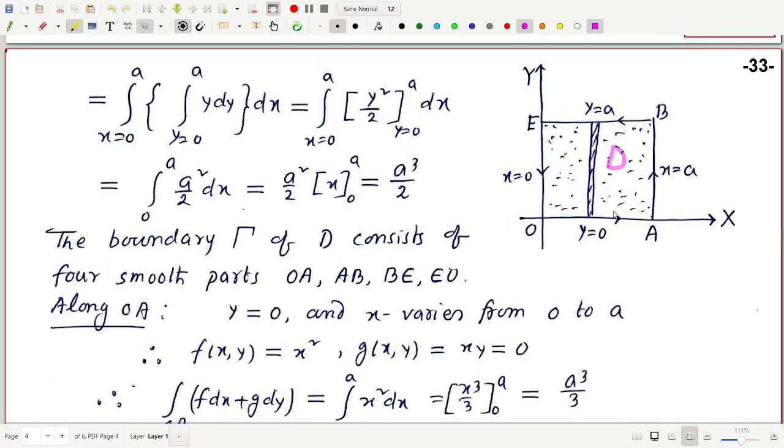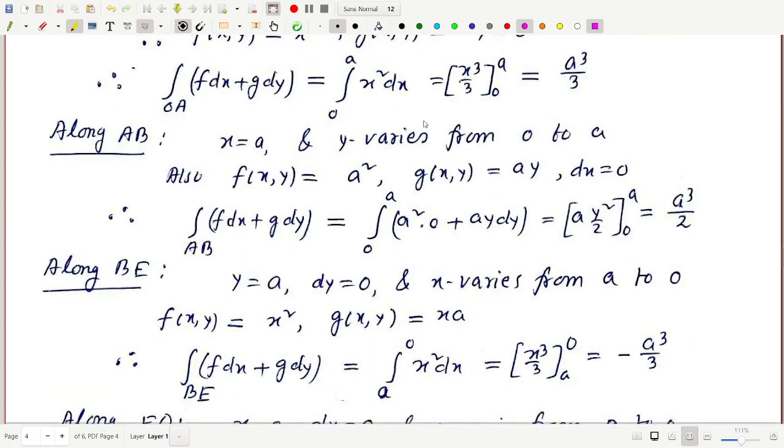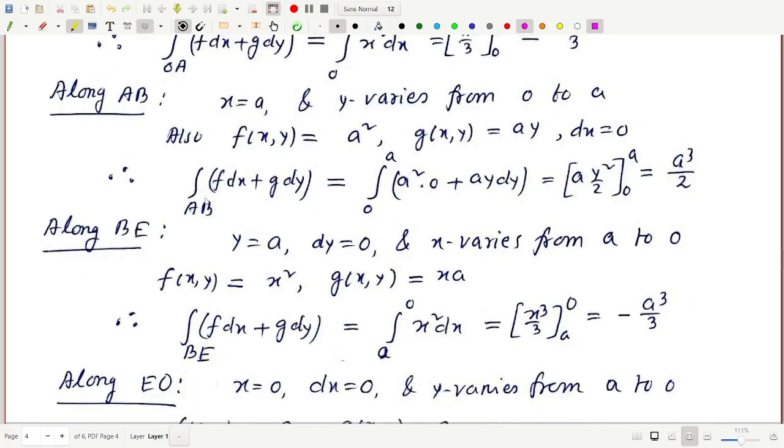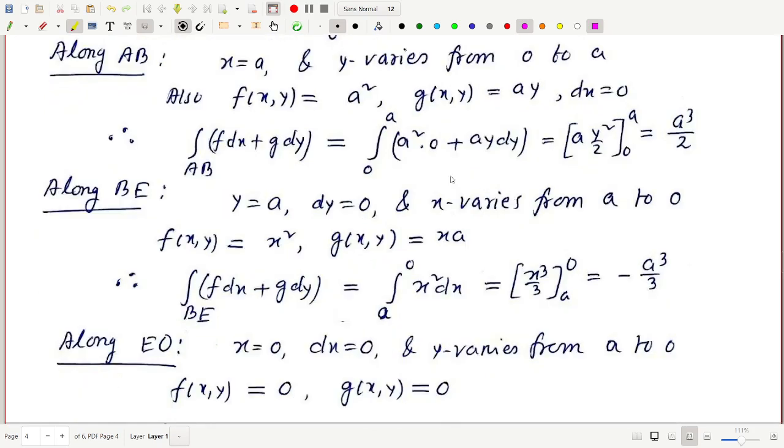Then along AB, what we notice, AB is a line parallel to the y axis. So x equal to a always, and y varies from 0 to a. So f(x,y) is x square, means it will be a square, x is equal to a always constant. g(x,y) is xy, means here ay. dx is 0 because x is constant. So the line integral along AB becomes f dx plus g dy, which is a square into 0 plus ay dy. Because dx is 0, that's why. So we integrate, it is y square by 2, means it is a cube by 2 will be coming.